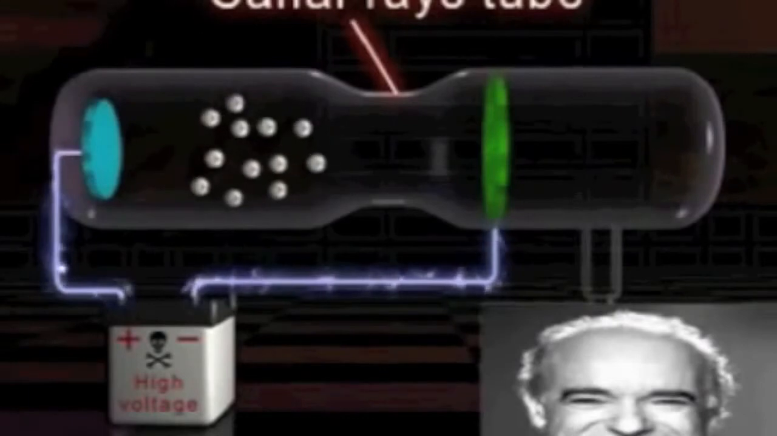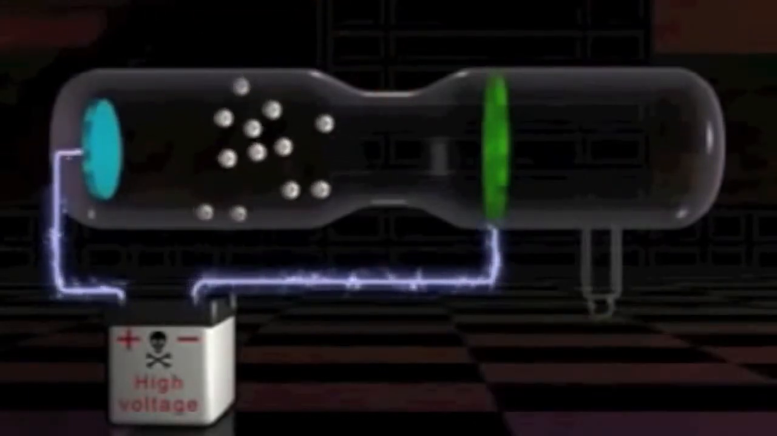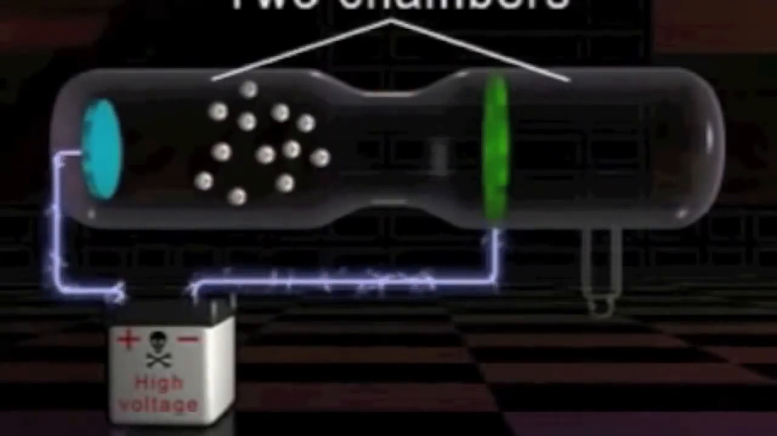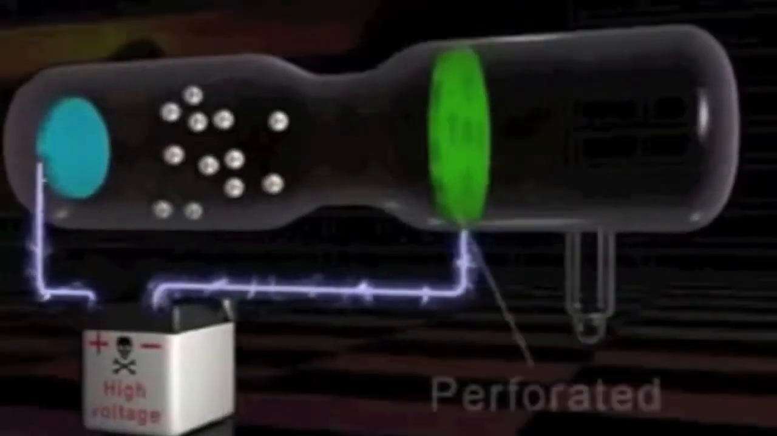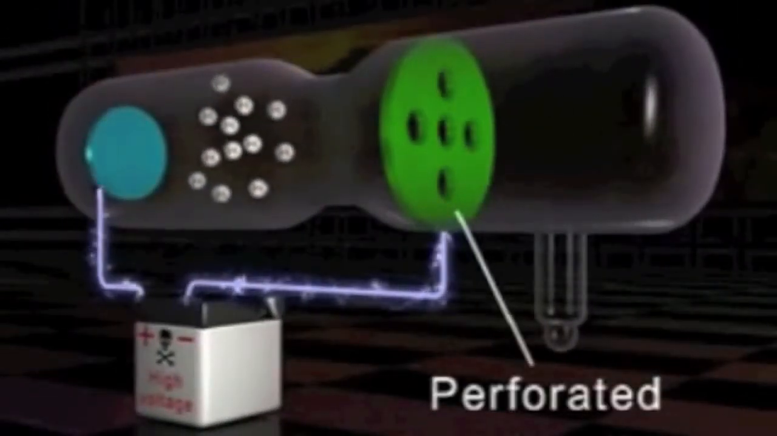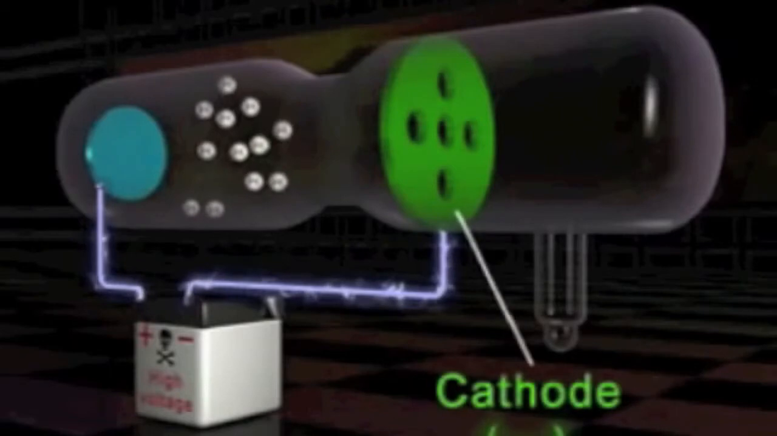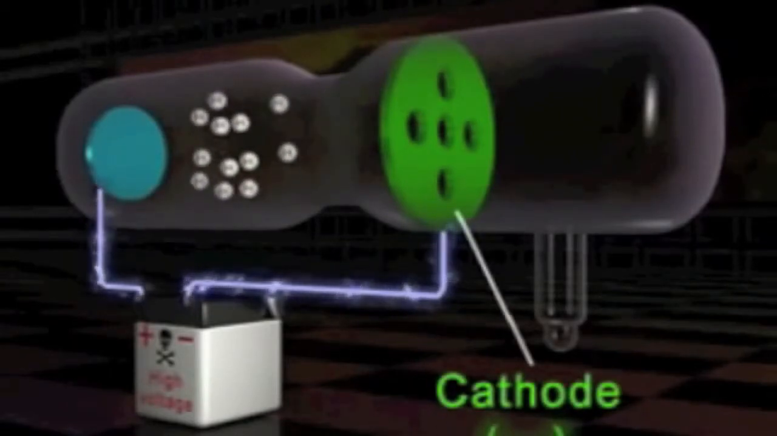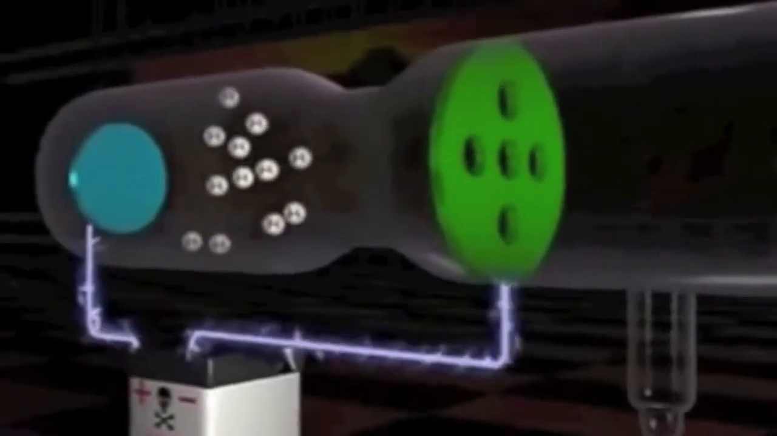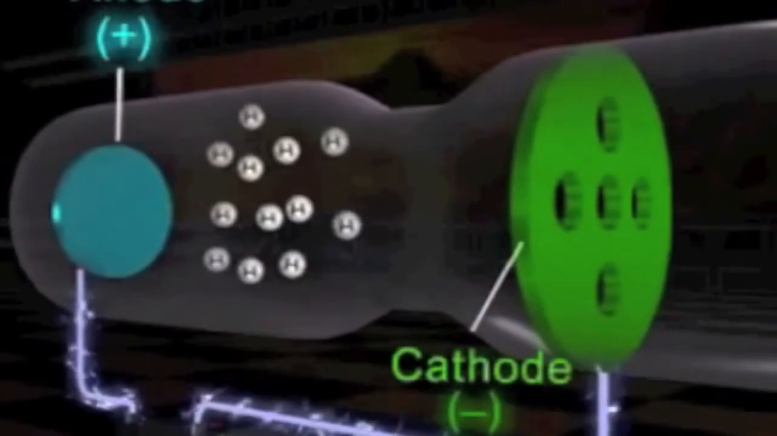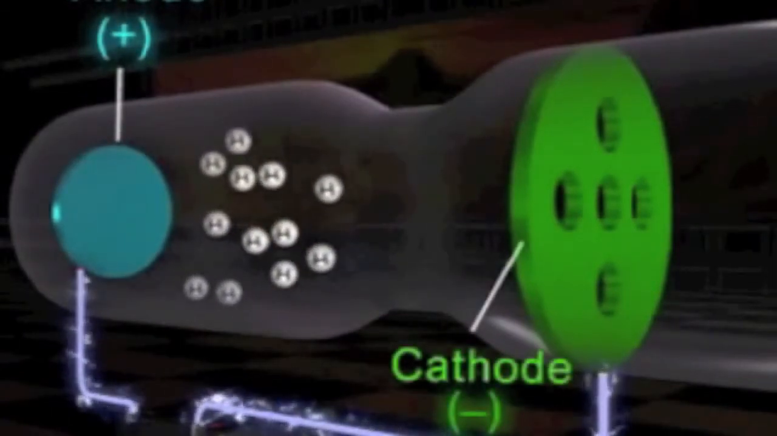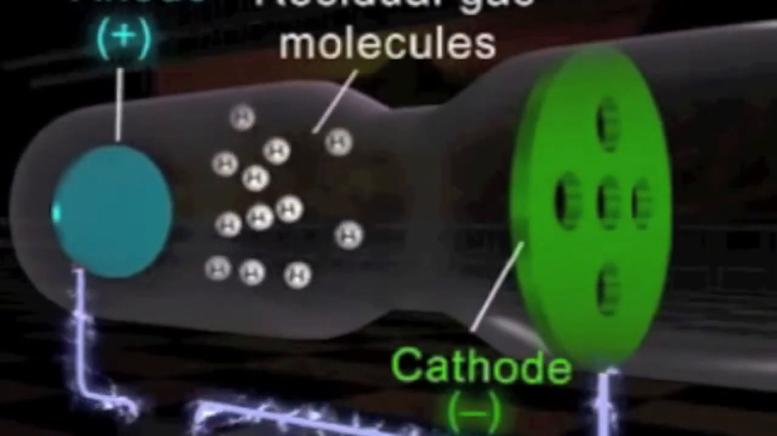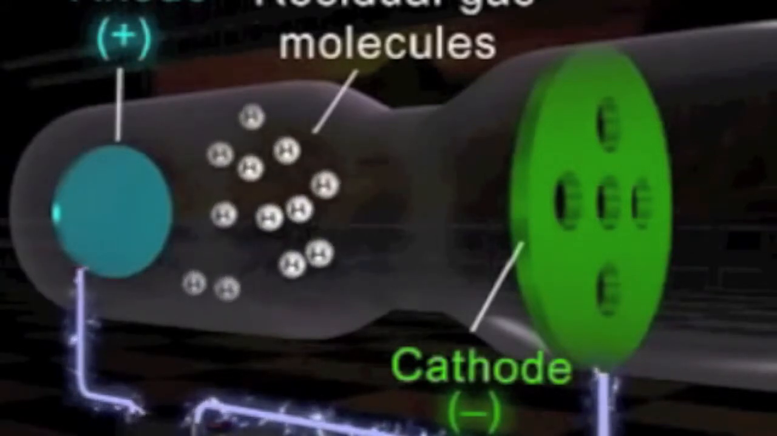E. Goldstein constructed a special tube known as a canal ray tube. These tubes usually have two chambers, which are separated by a perforated metallic disc that served as the cathode of the discharge tube. The space between the anode and cathode of the discharge tube contains a small number of residual gas molecules.